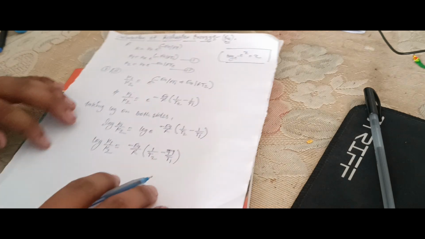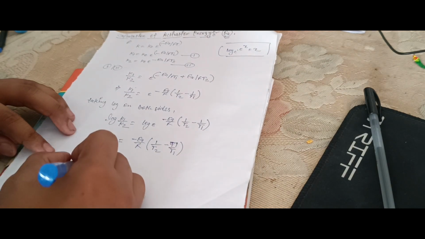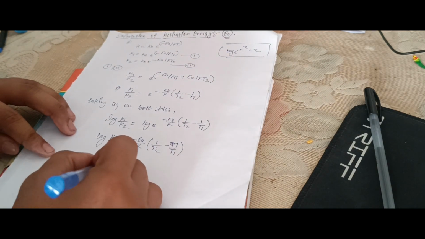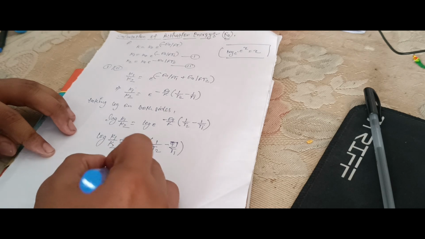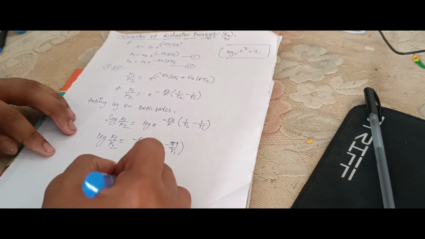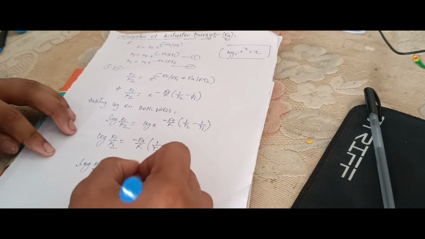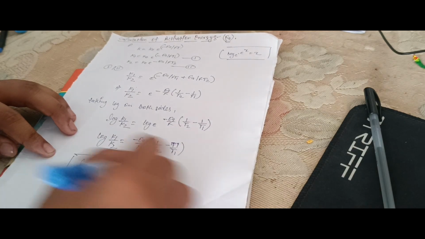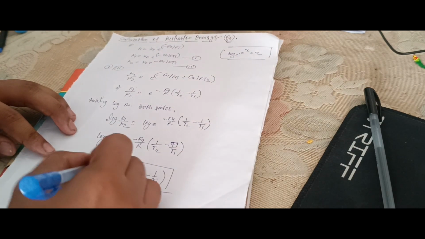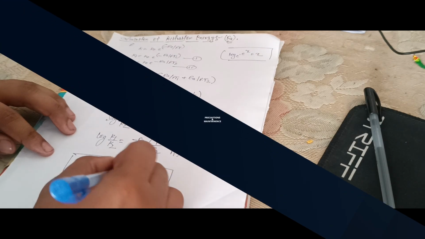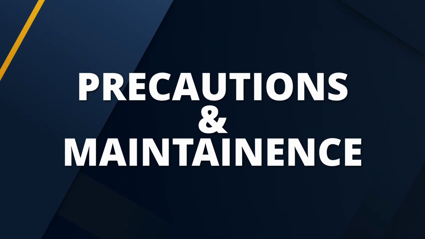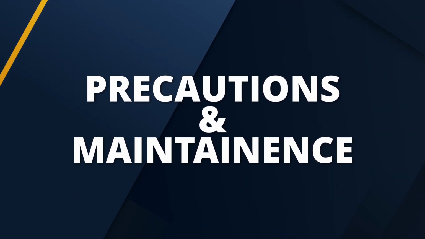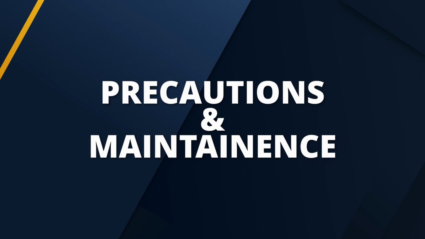So rearranging the equation, we will get log of K2 by K1 is equal to EA by R, 1 by T2 minus 1 by T1. After substituting all the values, we can find our value of EA. So now let's look into precautions and maintenance instructions.